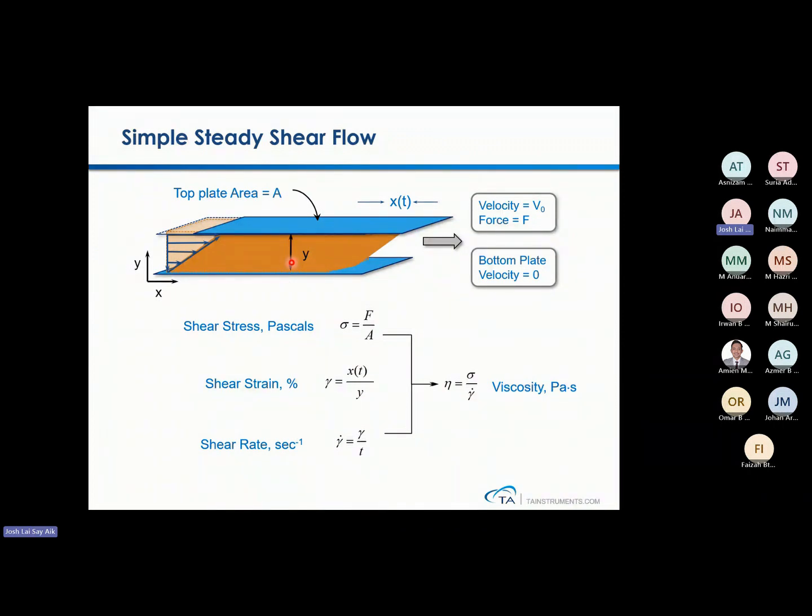The sample gap is very important for you to fill with your sample. And finally, you have a shear rate, which is simply the shear strain over time, so you have a gamma dot. So sigma, gamma, and gamma dot are the basic parameter symbols that you need to understand. And of course, you have the viscosity as well, which is governed by the shear stress over shear rate.